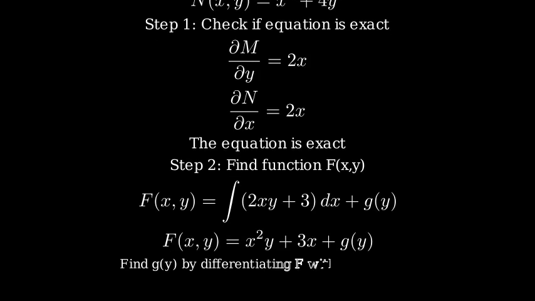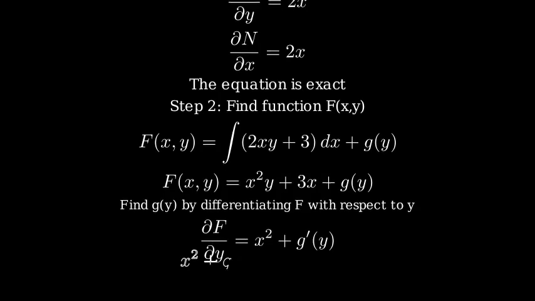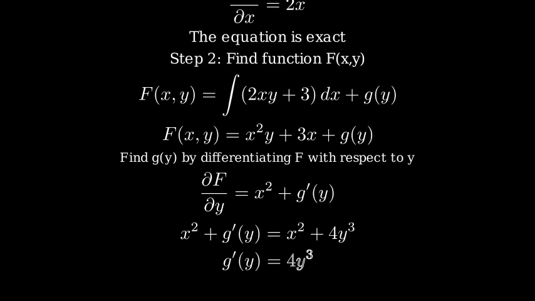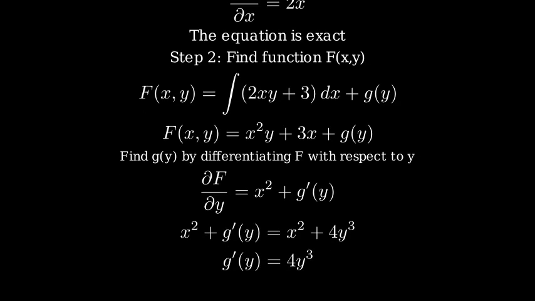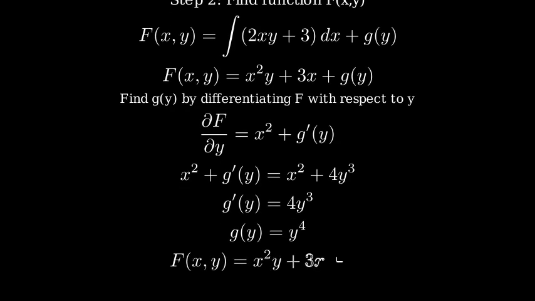To find g(y), we differentiate f with respect to y. The partial derivative of f with respect to y equals x squared plus g prime of y. This must equal N, which is x squared plus 4y cubed. So g prime of y equals 4y cubed. Integrating, we get g(y) equals y to the fourth power. Therefore, f(x, y) equals x squared y plus 3x plus y to the fourth power.